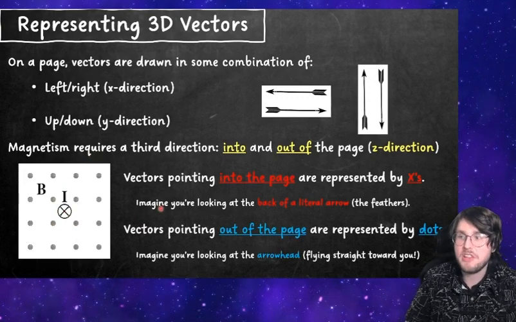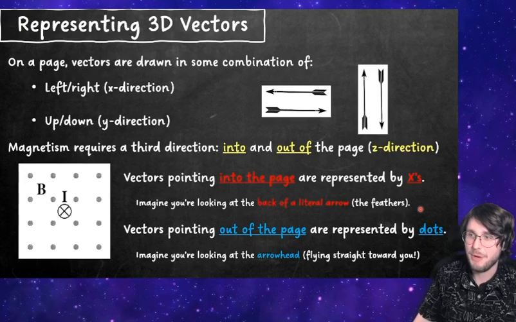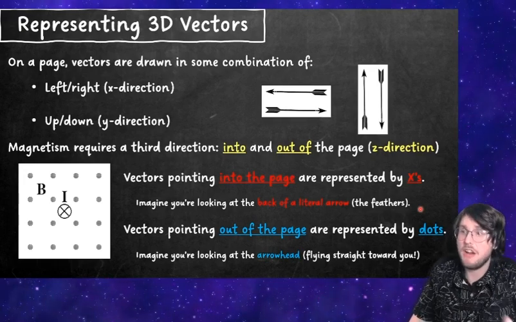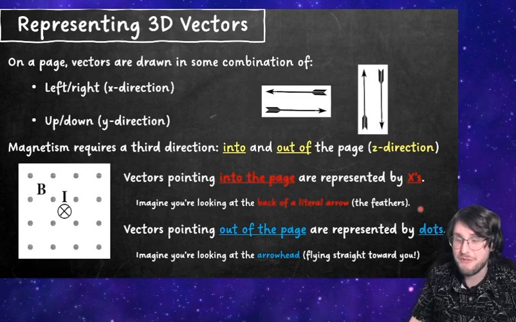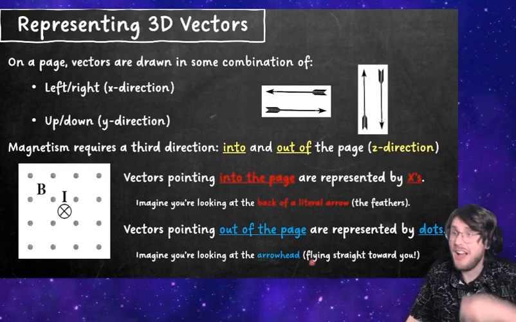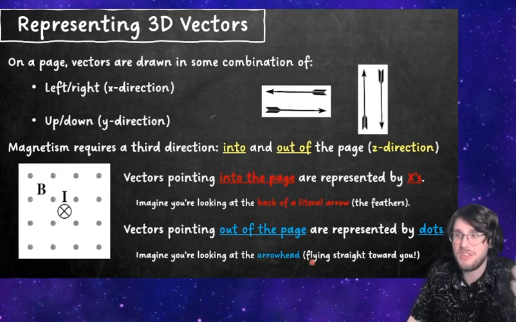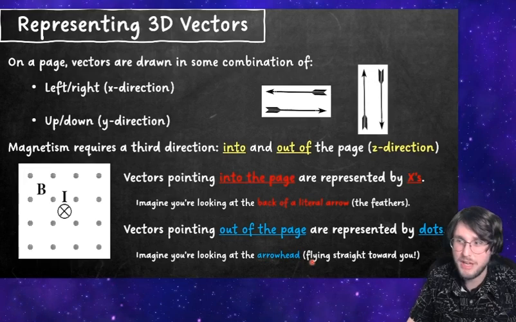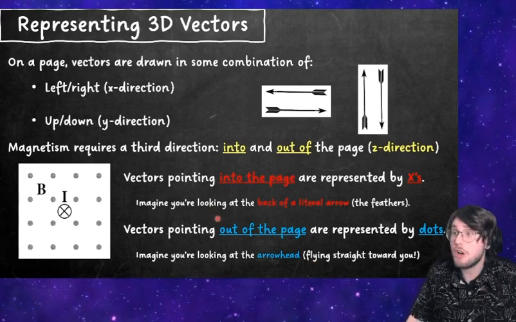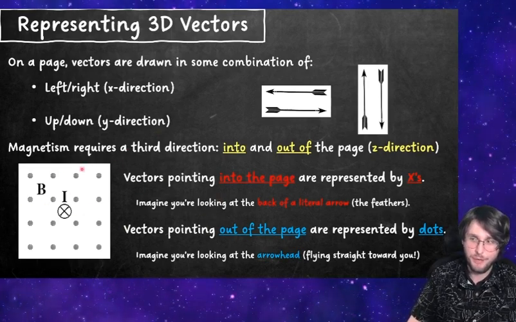Conversely, vectors pointing out of the page are represented by dots. There we go. So just like with an x representing the back of an arrow, if an arrow is flying towards you, which is unfortunate, then you're staring at the literal arrowhead. So in this case, imagine that an arrow is flying towards you. You're not really seeing the feathers, you're seeing the arrowhead, which would just look like a dot looking at it head on. And so vectors pointing out of the page are represented by dots, just like the B field over here.